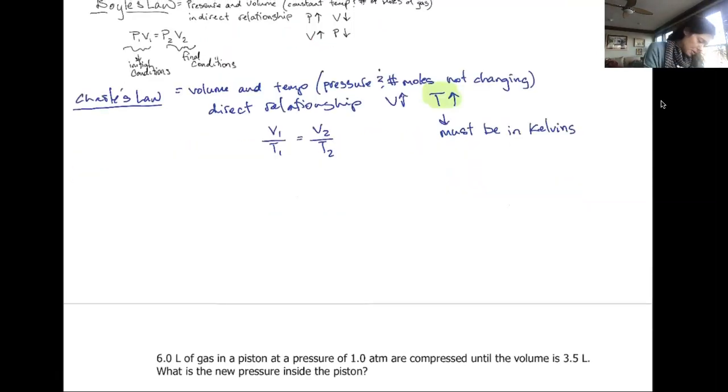All right, let's look at another law. It's going to be Gay-Lussac's law. Okay? He's going to relate pressure and temperature.